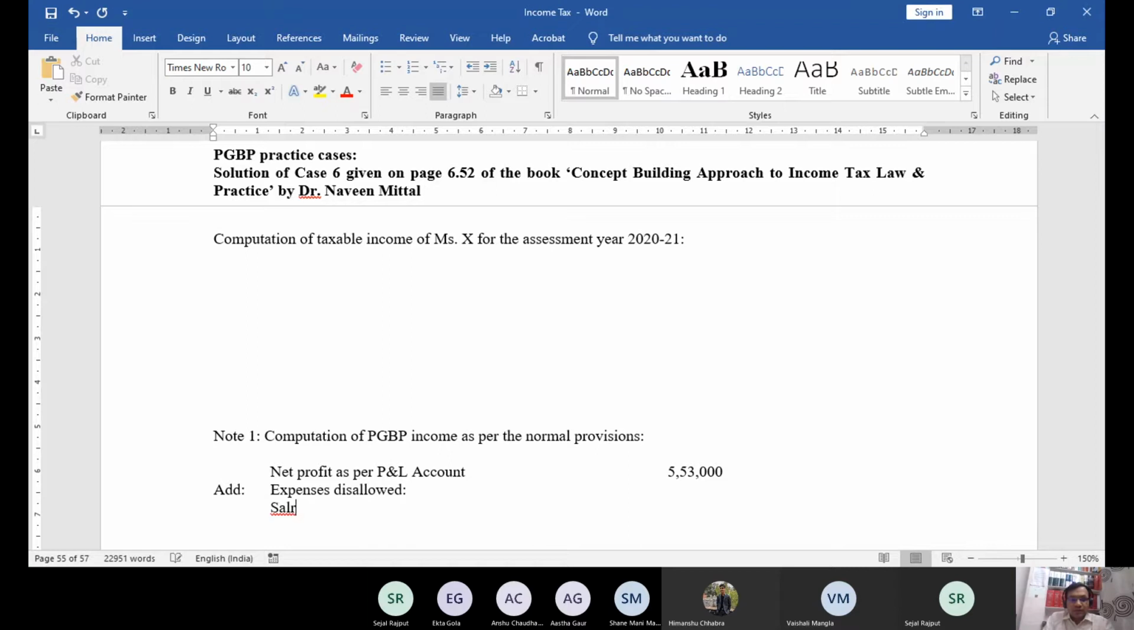Salary to self, not allowed. Add it back. How much? 50,000. Next point.